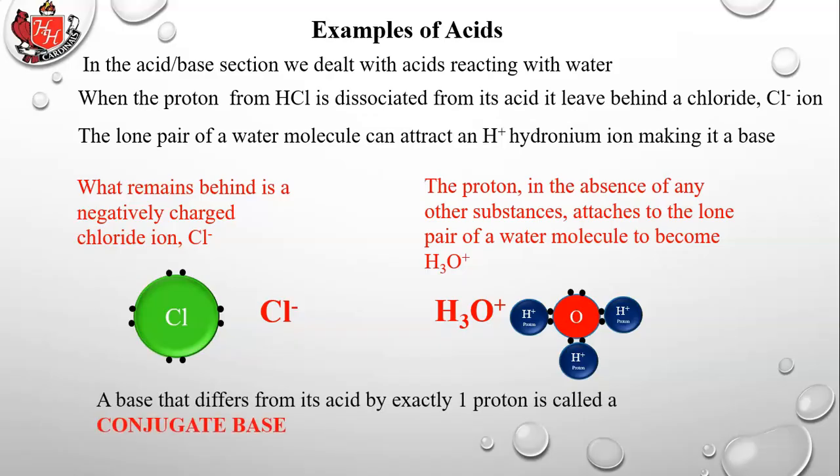Just a reminder of this definition: a base that differs from its acid by exactly 1 proton is called a conjugate base. So chloride and hydrochloric acid are a conjugate acid-base pair. Just an additional note, I kind of call chloride a fake base. It's not really a base. A chloride ion, Cl-, will never accept a proton from anything. Protons will not come and jump onto a chloride ion. It only happens outside of water, where that covalent bond can take place.